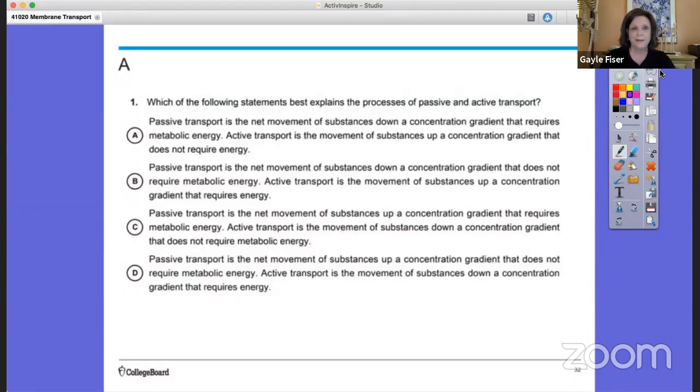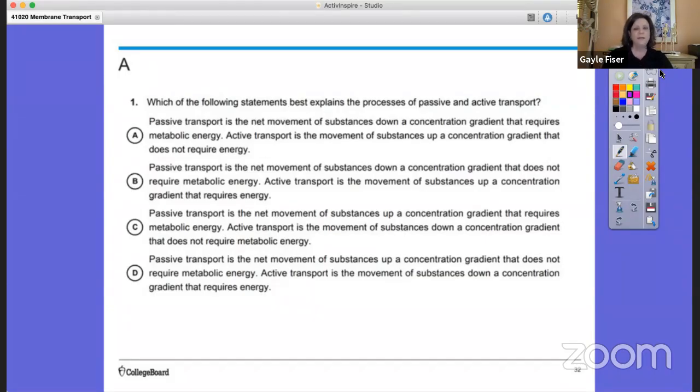I hope you're keeping up with me. All right, C, passive transport is the net movement of substances up a concentration gradient that requires metabolic energy. Active transport is the movement of substances down a concentration gradient that does not require metabolic energy. And D, passive transport is the net movement of substances up a concentration gradient that does not require metabolic energy. Active transport is the movement of substances down a concentration gradient.